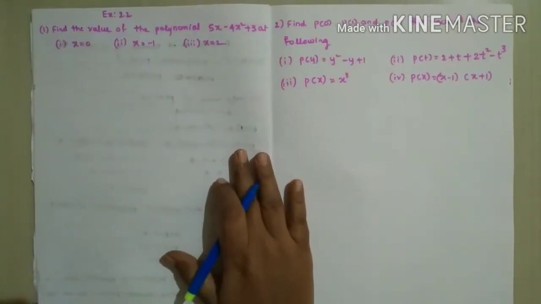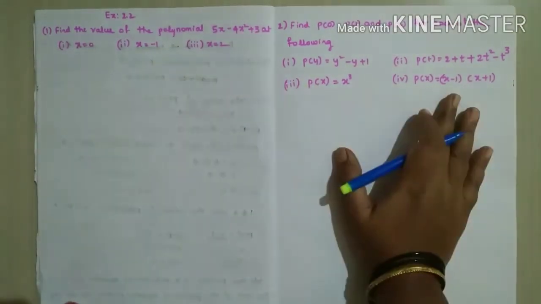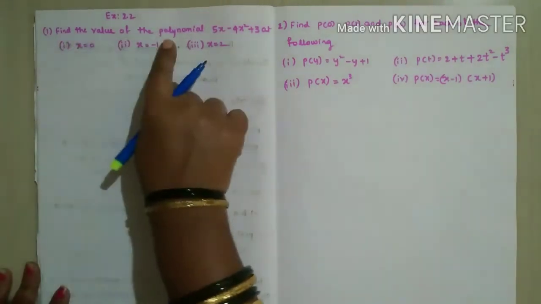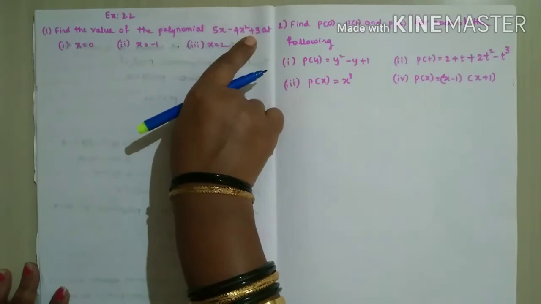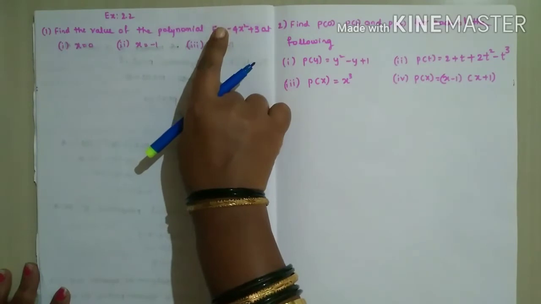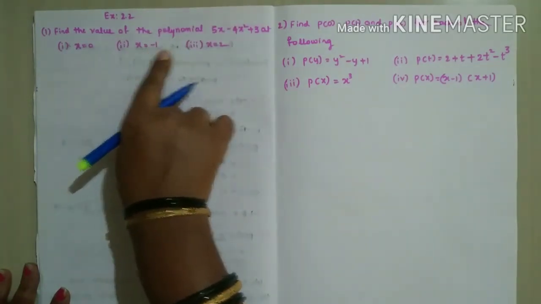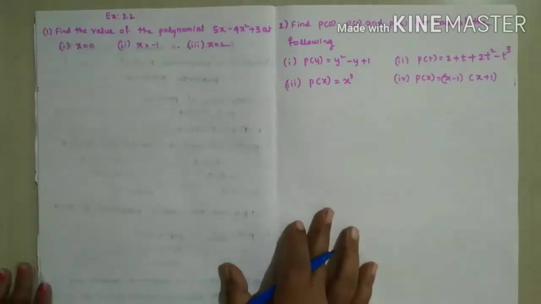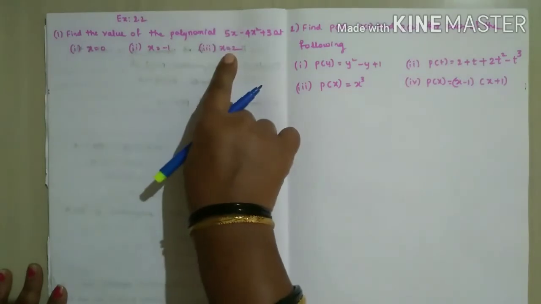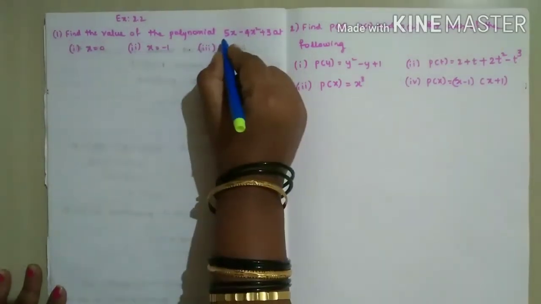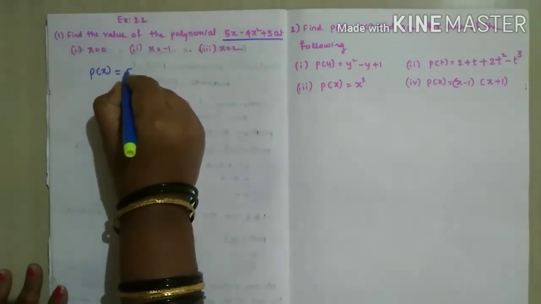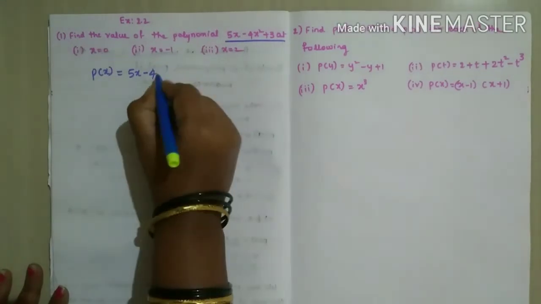Now we'll see exercise 2.2, first main and second main. In the first main they have given: find the value of the polynomial 5x minus 4x square plus 3 at x equal to 0, meaning in place of x I have to replace 0, then in place of x minus 1, and in place of x 2, and we should solve it. Now I will write this polynomial as p of x is equal to 5x minus 4x square plus 3.